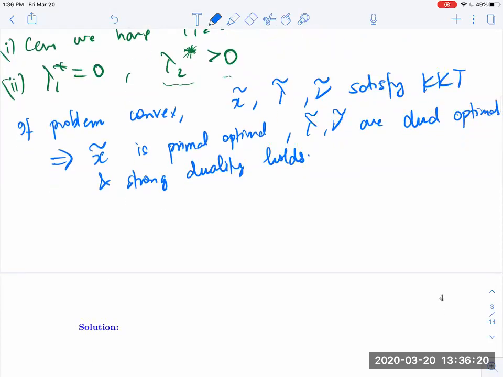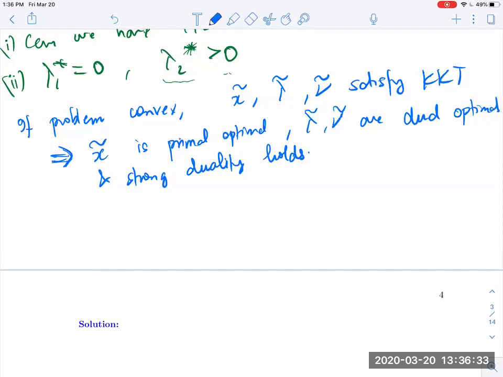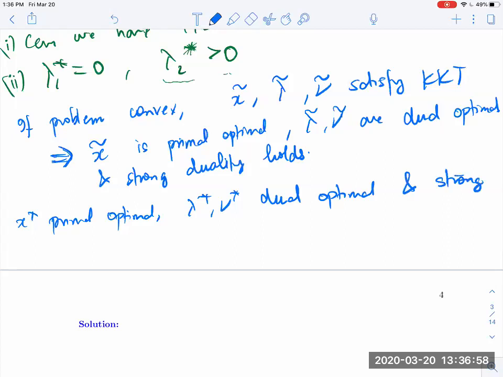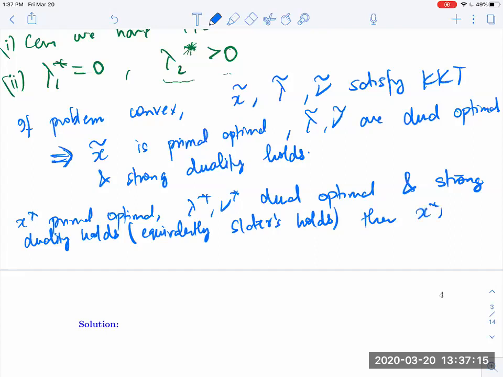And the other way around is slightly more involved. What is the other way around? We want to see if it goes the other way. But for that, you need something like Slater's to say that strong duality will hold. Because the other way says: if X star is primal optimal, lambda star, nu star are dual optimal, and strong duality holds, and again this is only for convex problems, or equivalently Slater's holds, then X star, lambda star, nu star satisfy KKT.